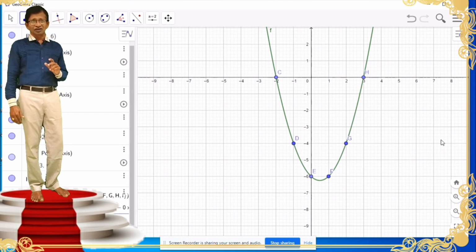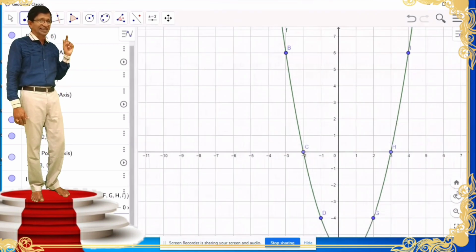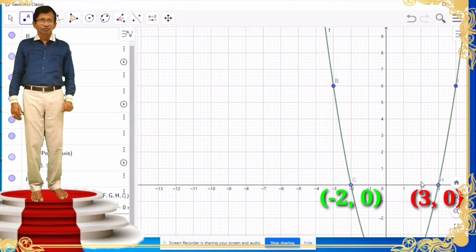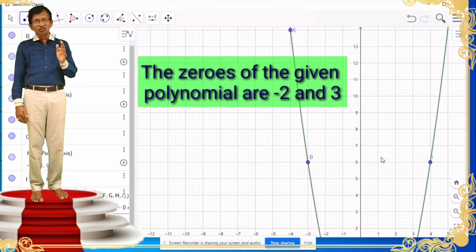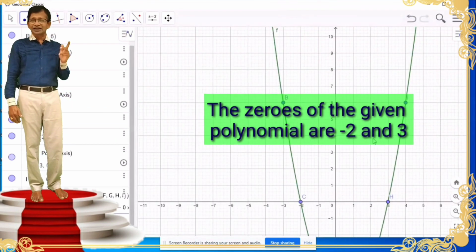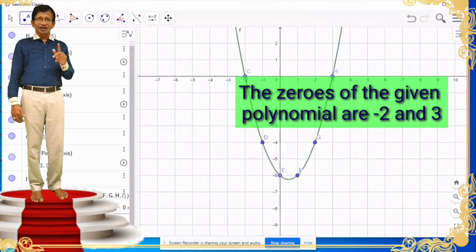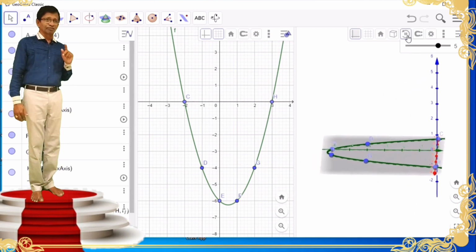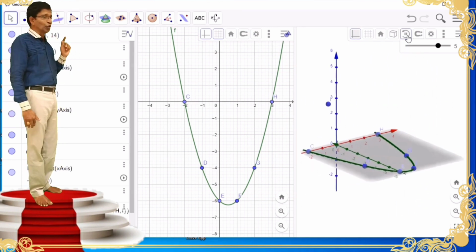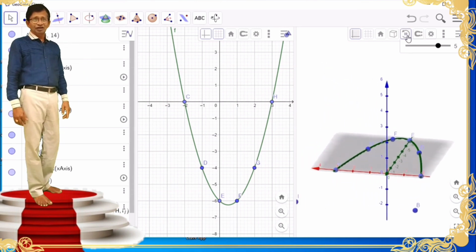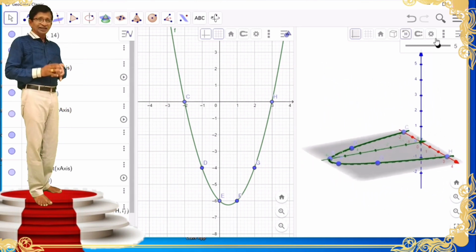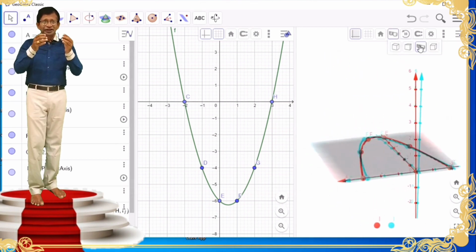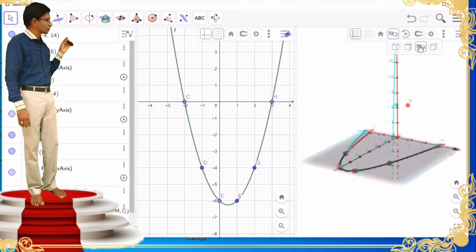Clearly we can observe that the curve intersects x-axis at minus 2, 0 and 3, 0. From this we can say that the zeros of the given polynomial are minus 2 and 3, at which their y coordinates are zeros. The rotation of the parabola can be viewed on the screen by wearing this type of polarized glasses. The rotation can be viewed in 3 dimensions also.